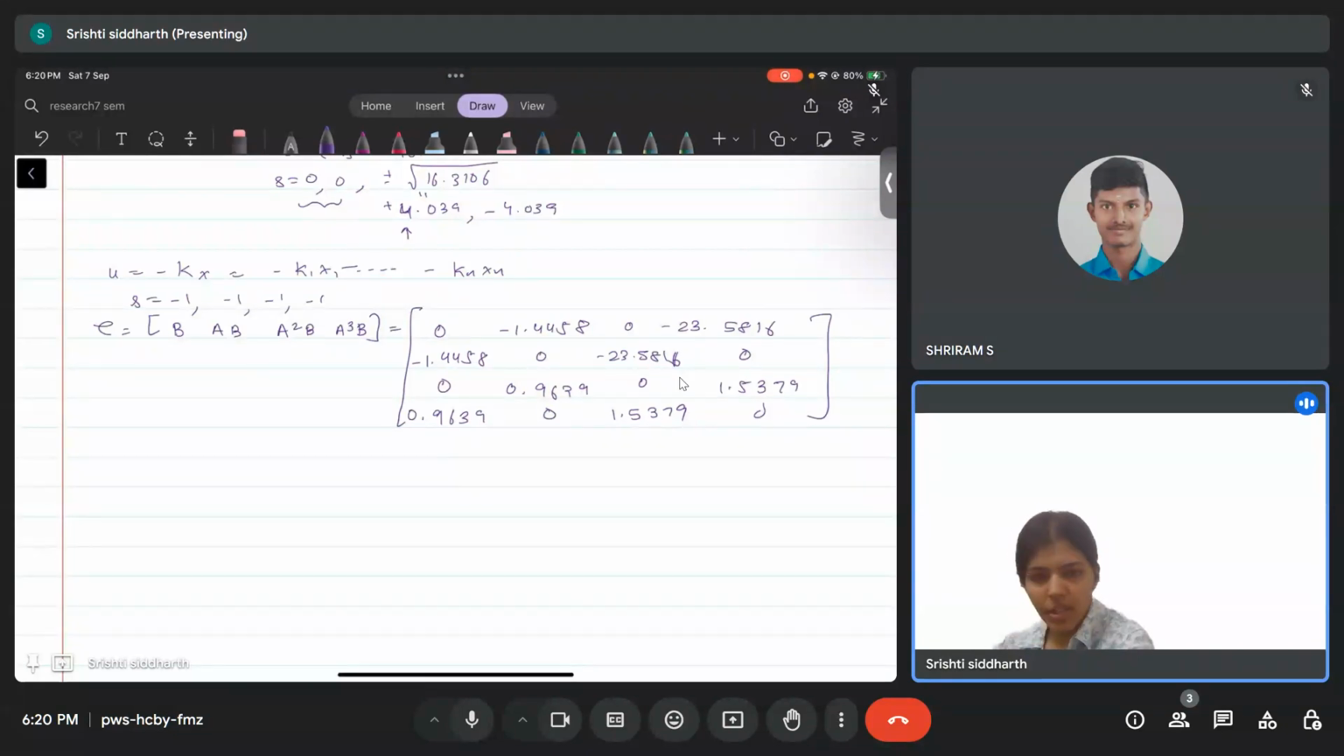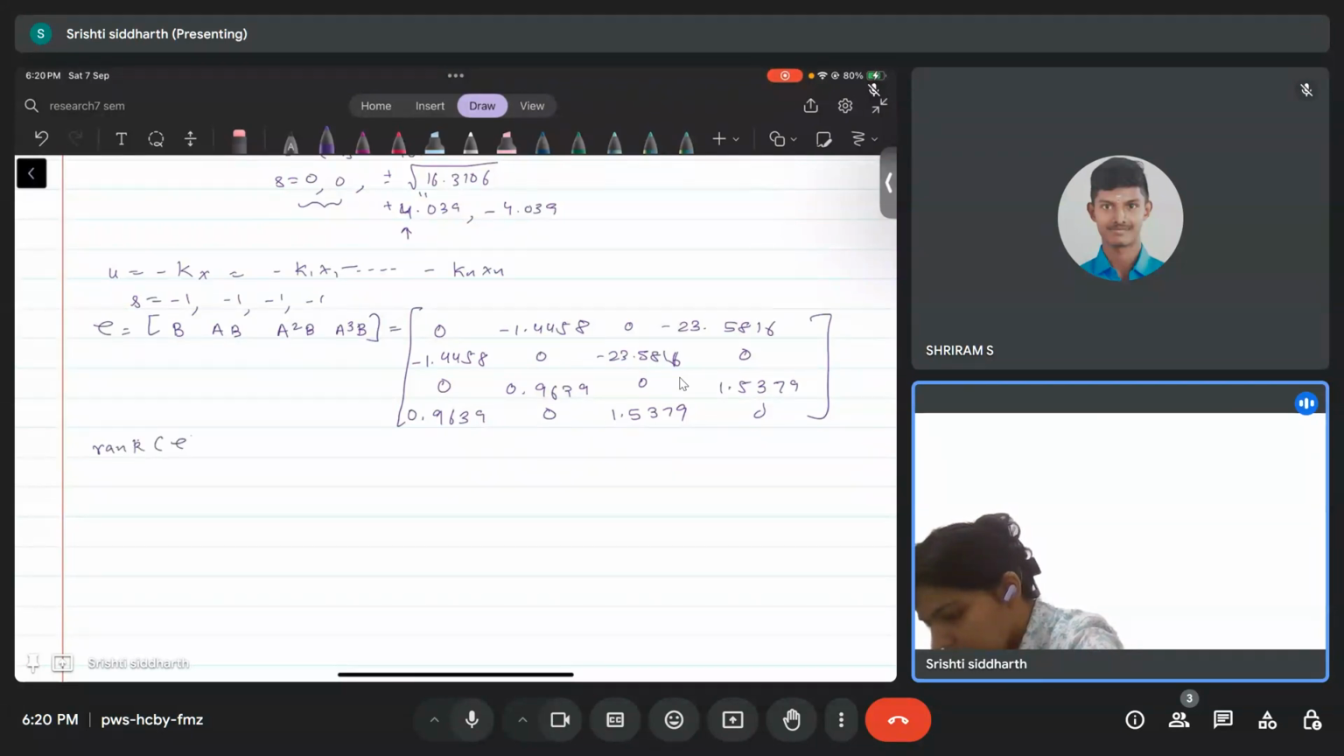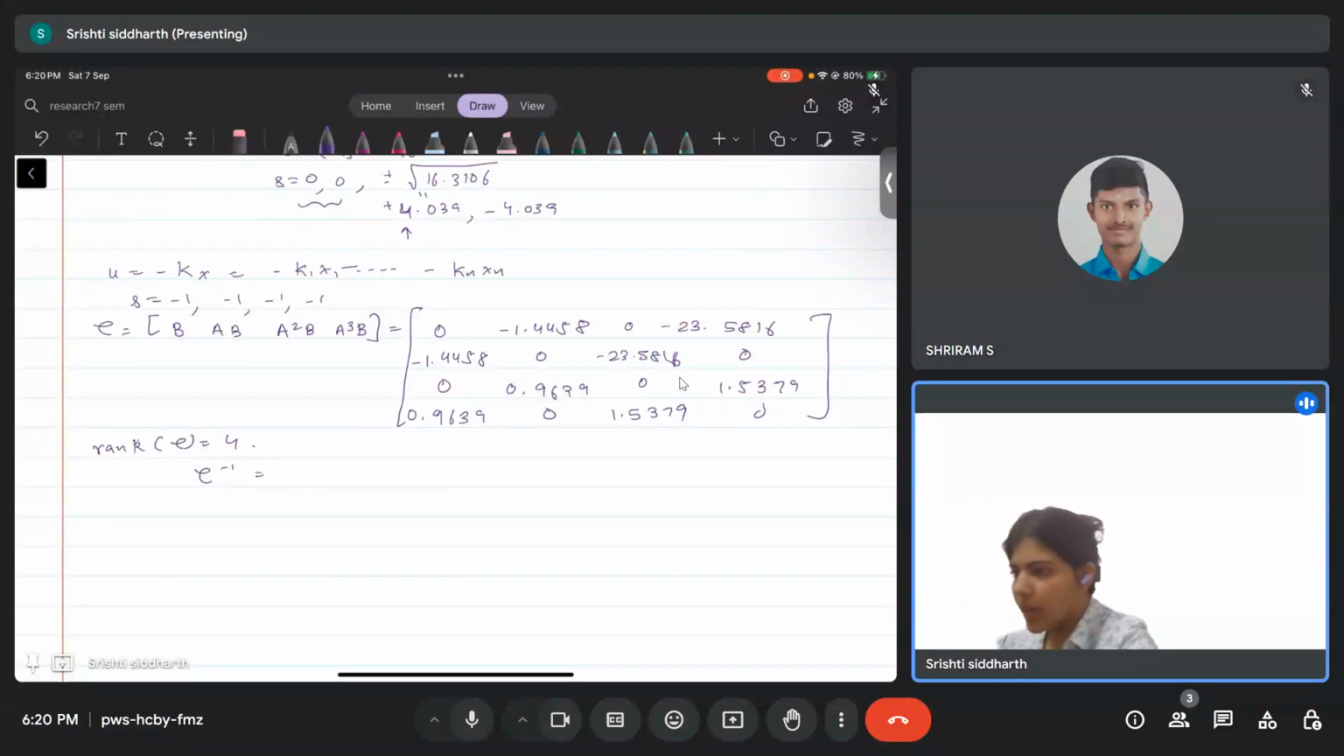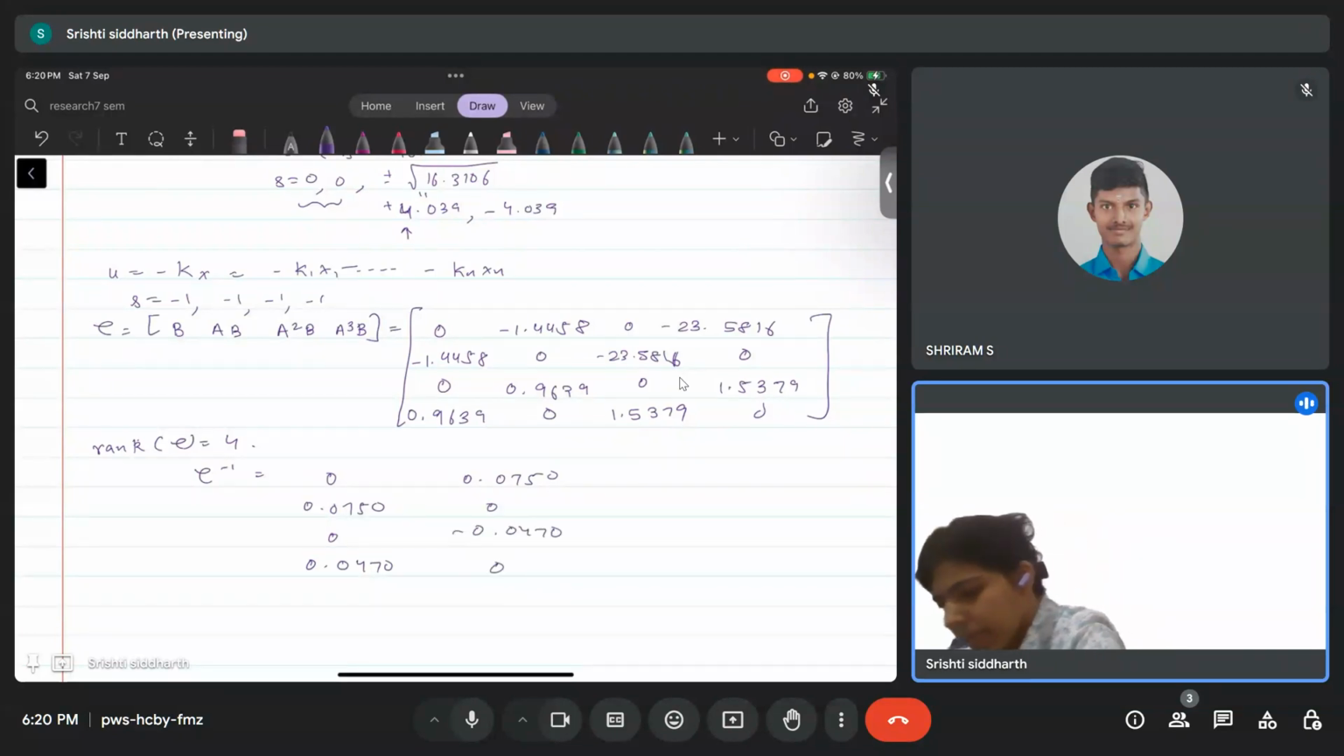So you can check that the system is controllable by finding the determinant. So rank of C is 4. So you can find C inverse now. So you have some matrix, 0, 0.0750, then we have 0, 1.15.